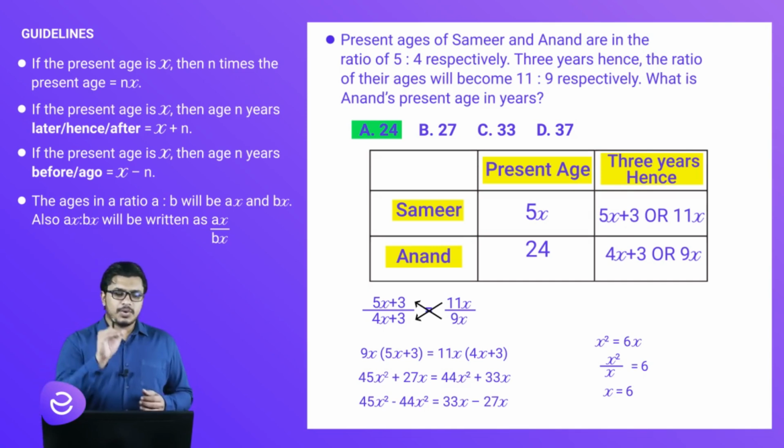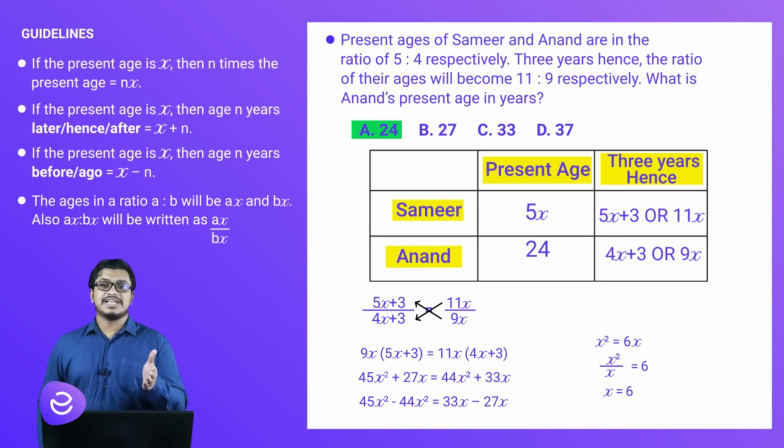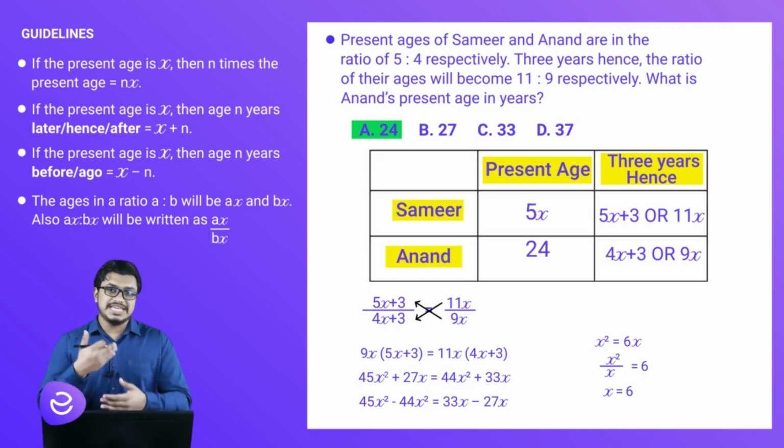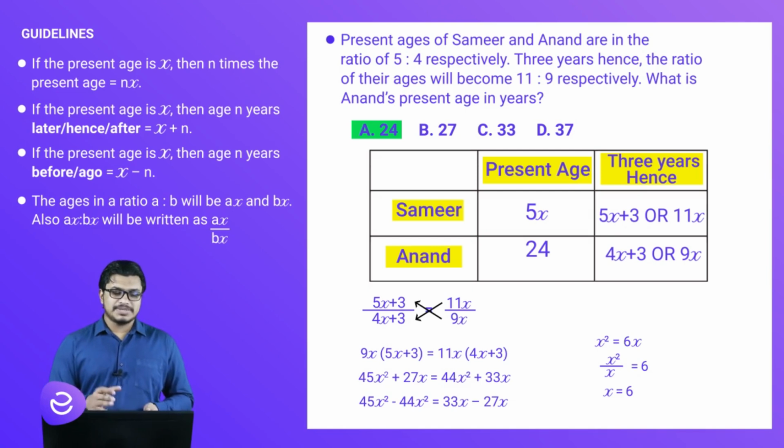Now what happens is, if you get a question like this, and this is just a very selective thing that I am telling you, and just because the options are 24, 27, 33 and 37, there is a very easy method to find out the answer here without doing any of these calculations. It's just a tip or a trick that you can use. And what happens here is, we know that Anand's age is 4 into x. So we have the present age of Anand as 4x.